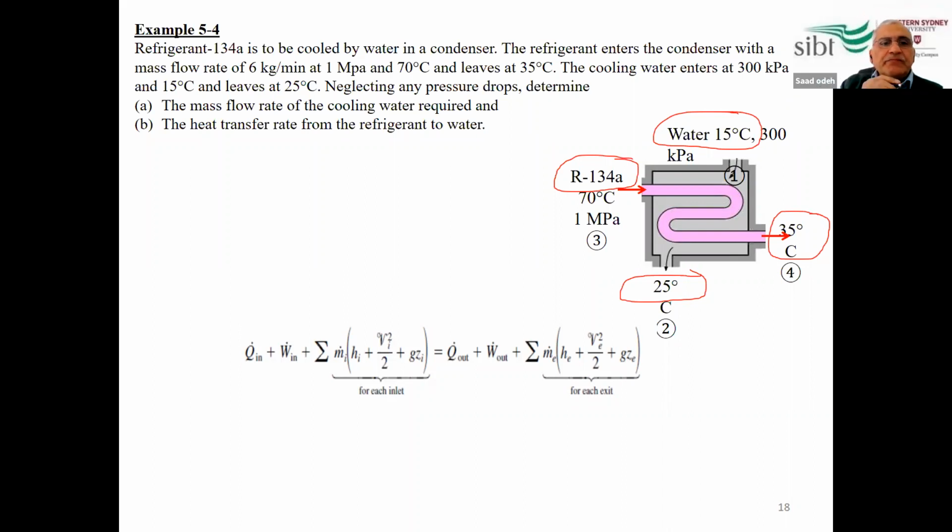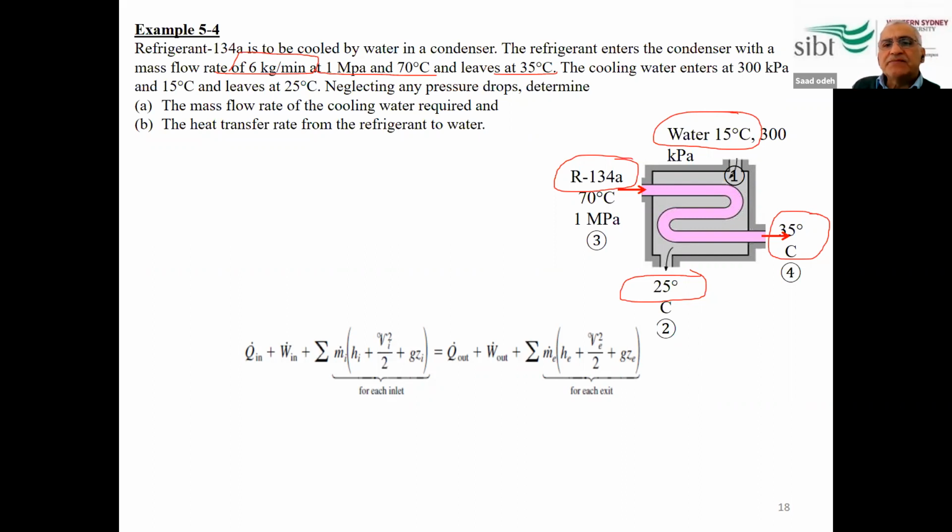Okay. So now the refrigerant enters the condenser with a mass flow rate given here, 6 kilogram per minute, and the pressure of this refrigerant is also given, 1 megapascal, and temperature is 70 Celsius. And the same refrigerant leaves, as we can see in the drawing also, at 35. So all this information is given for the refrigerant.